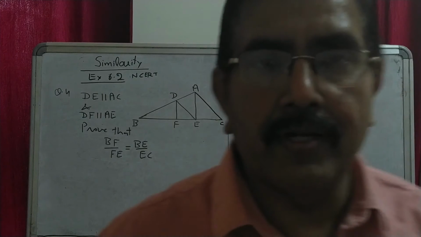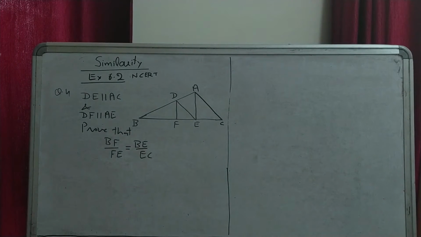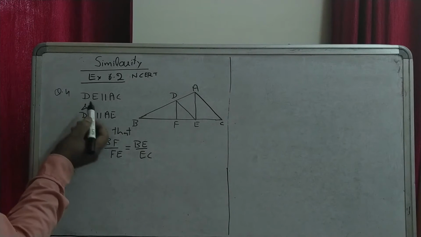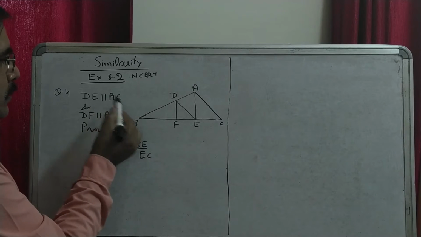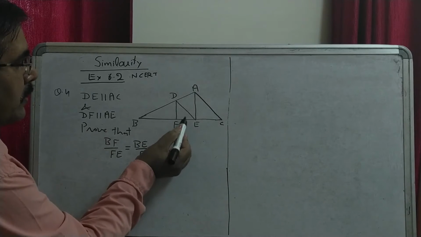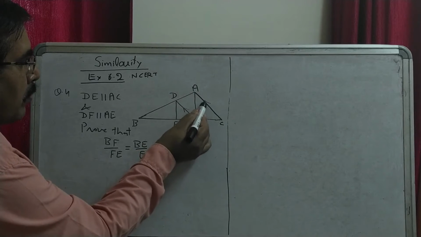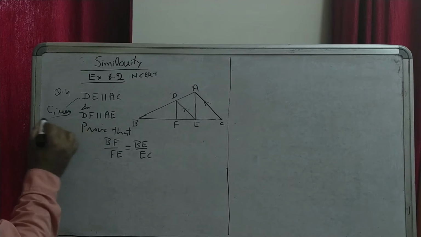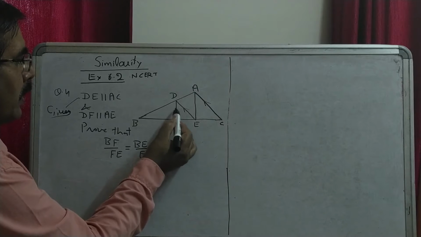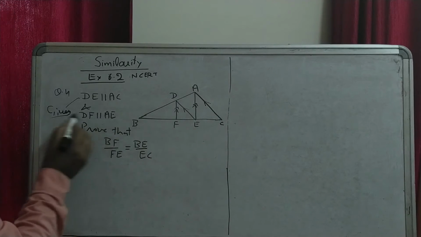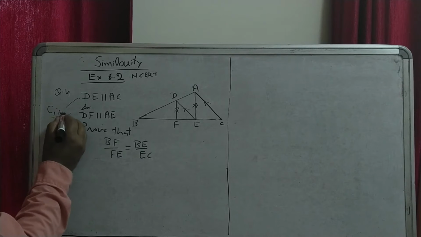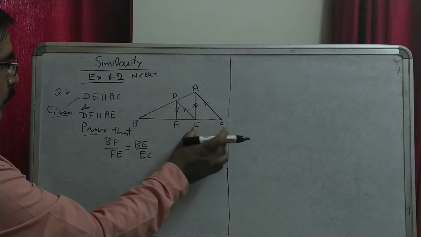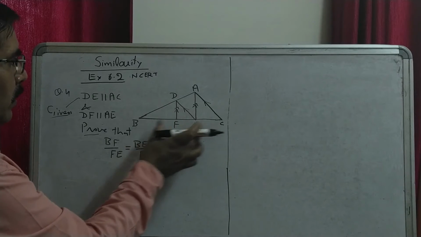Okay. So children, let us start with your next problem, that is question number 4. Here you have a figure, and in this figure it is given that DE is parallel to AC. Now where is DE, children? This is DE. This is given parallel to AC. And DF is parallel to AE. This part is also given. Okay. So let us start, we have to prove BF over FE is equal to BE over EC.